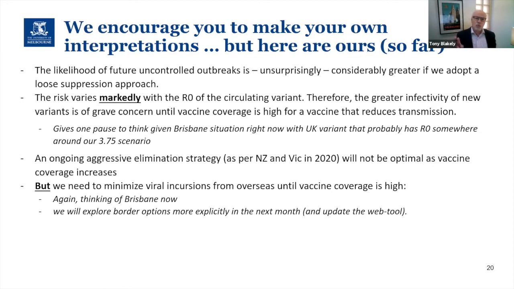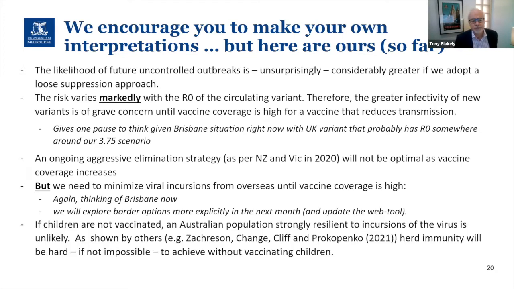Now, we will explore border options more explicitly in this tool and give you switches for that in about a month's time. At the moment, we've got a lot of uncertainty about how many people get into the population at each point in time. That grows over time. It's kind of hidden in the uncertainty. We'll pull it out as a switch that you can control in the next month or so.